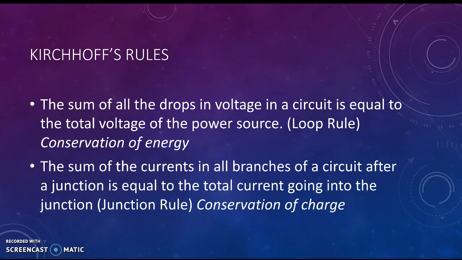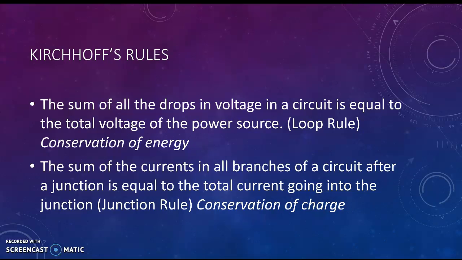The other is what we just saw with parallel circuits. The sum of the currents in all branches of a circuit after a junction is equal to the total current going into the junction. This is what's called the junction rule. And this is a consequence of conservation of charge. I can't have more charge go in than comes out, and vice versa.